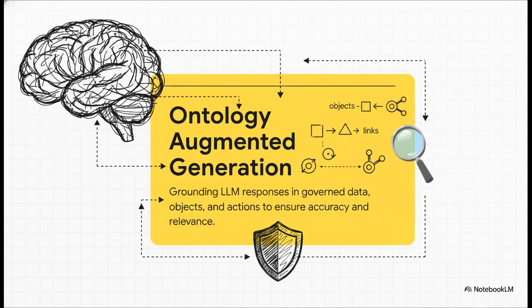And that leads to the real game changer here, something called Ontology Augmented Generation, or OAG. This is the technique you use to ground a large language model in your business's reality. So instead of just letting an LLM make stuff up, you feed it real-time context from your ontology, the objects, the links, the available actions. This is how you make sure an AI's responses are accurate, relevant, and actually actionable within your company's rules.